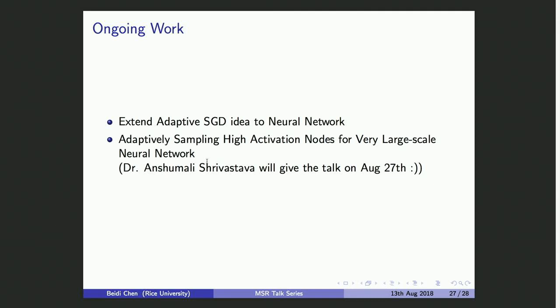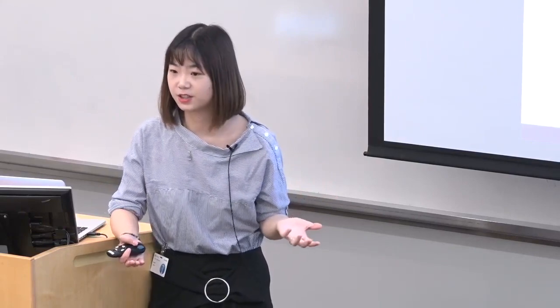So the ongoing work is, first of all, we obviously want to extend the idea of adaptive SGD to different kinds of problems like neural networks. But that is not as easy as linear regression, because you can't decompose the gradients into a two inner product or something. But as long as we can get something better than random, and our cost is negligible, then that's a success. So there's hope there. Maybe not a clean form, but there's hope there.